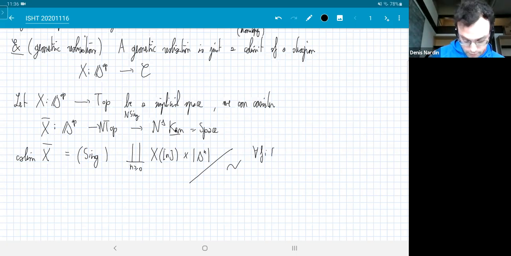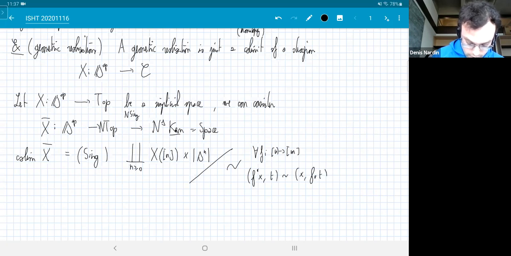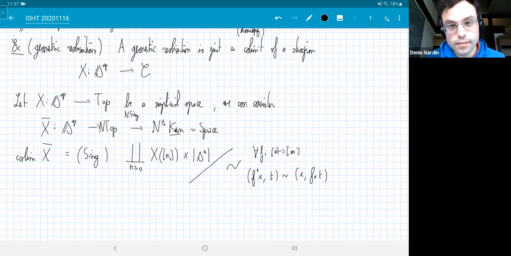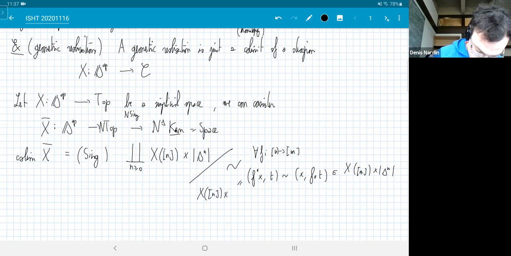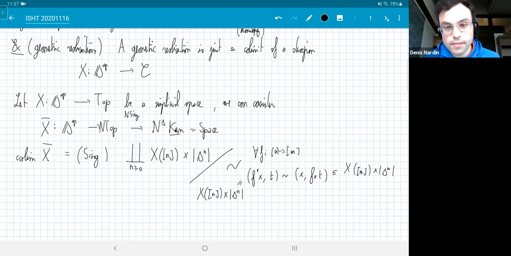So for every f in m, how was it? f upper star of little x, t is equivalent to x, f lower star of little t, as points in, well, okay, these leaves in x, m, delta m, and these leaves in x, m, delta m. That's the equivalence relation we wrote last time.